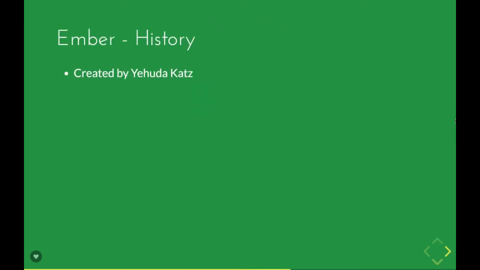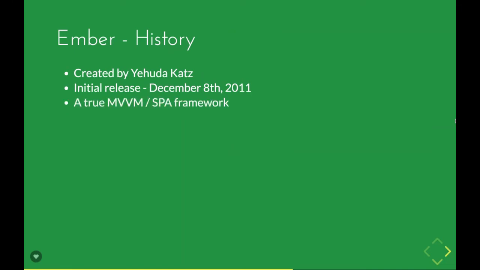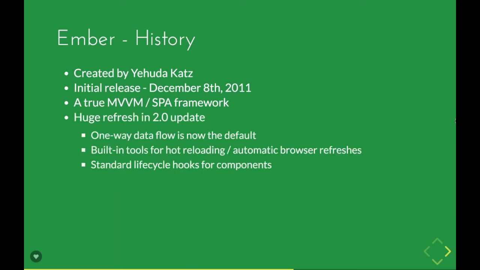Just as some quick history, I'm probably going to mispronounce this name, but it was created by Yehuda Katz and initially released on December 18th of 2011. It's one of the older libraries we're taking a look at today. This is really a true MVVM single-page application framework, similar to the era of Durandal and Knockout, et cetera, back in the day. It keeps that real MVVM style. It isn't just an MV-star kind of framework.